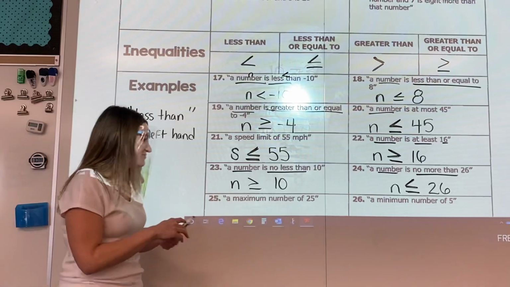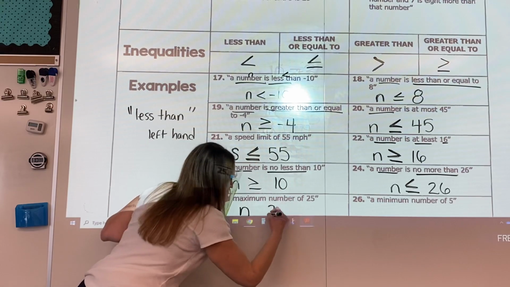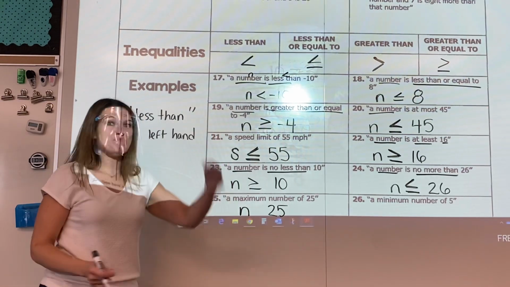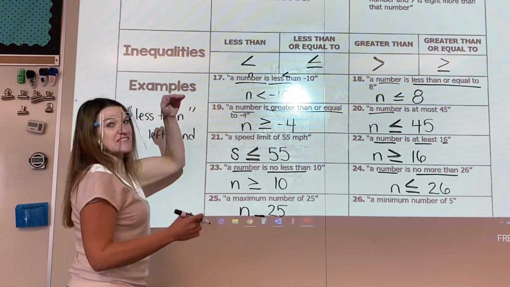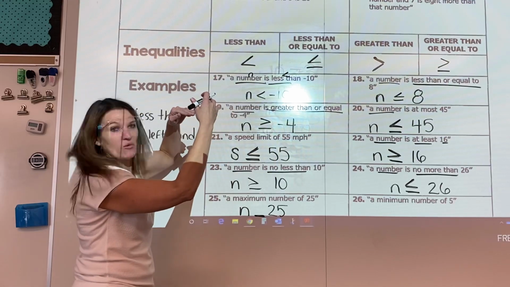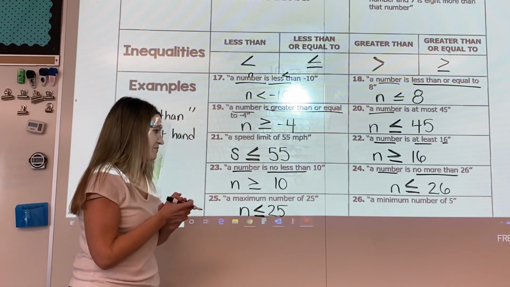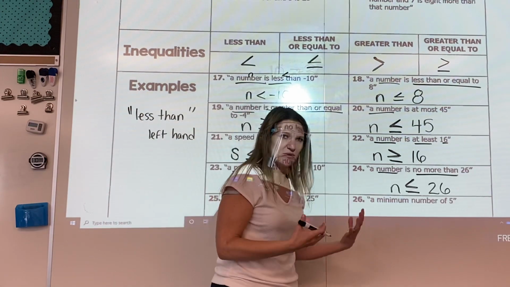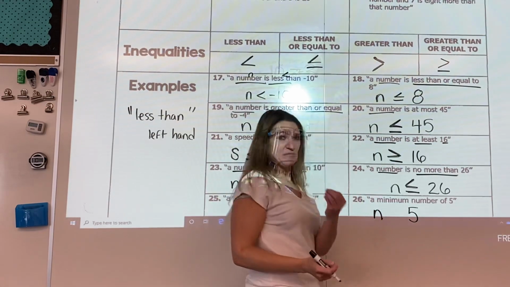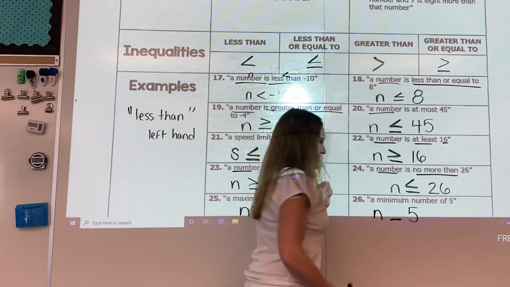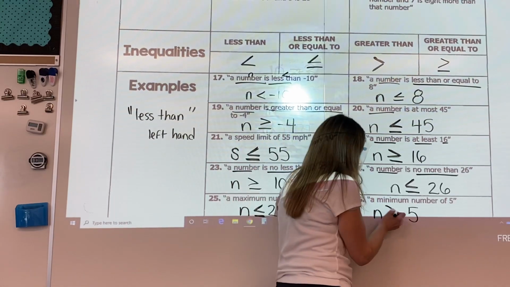Last two. A maximum number of 25. Let's start with just our n and our 25. If that's the max, it can be 25. So let's include that or equal to. But if that's the max, can it be higher than that? No. Less than or equal to. You guys are doing wonderful with this. Number 26, our final number. A minimum number of 5. It can be 5. We know it can be 5. Can it be less than if that's the minimum? No. It has to be higher, greater than or equal to.